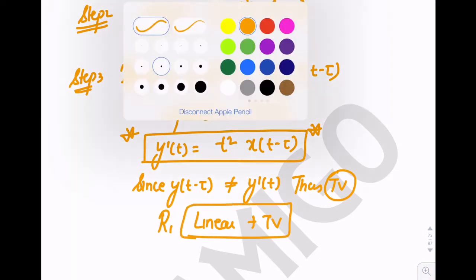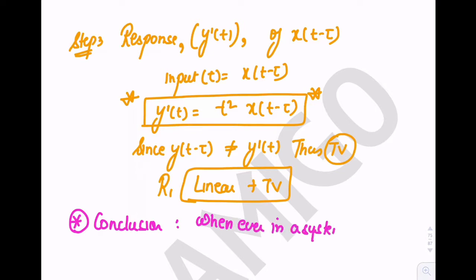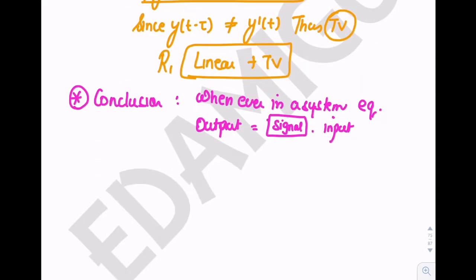Okay, now let me tell you, so this is the method. So the conclusion here is that whenever in a system equation the output is equal to a signal multiplied by input, or output is equal to input plus a signal, any other signal.